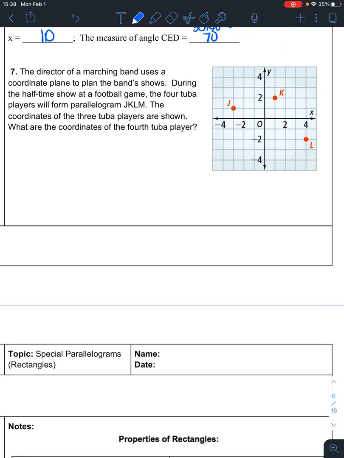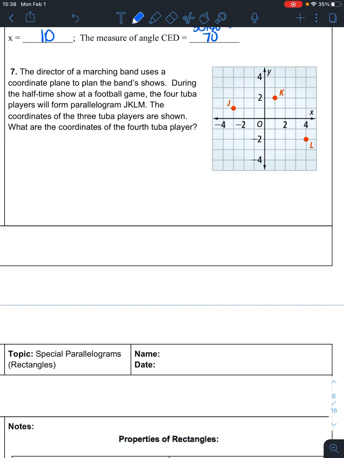So the director of a marching band uses a coordinate plane to plan the band's shows. If you've ever watched the A&M Fighting Texas Aggie Marching Band, you can see that this would be really helpful for their band director as they're laying out their plans for their marching shows during halftime. So the 4 tuba players will form a parallelogram at J, K, L, and M. What are the coordinates of the 4th tuba player?